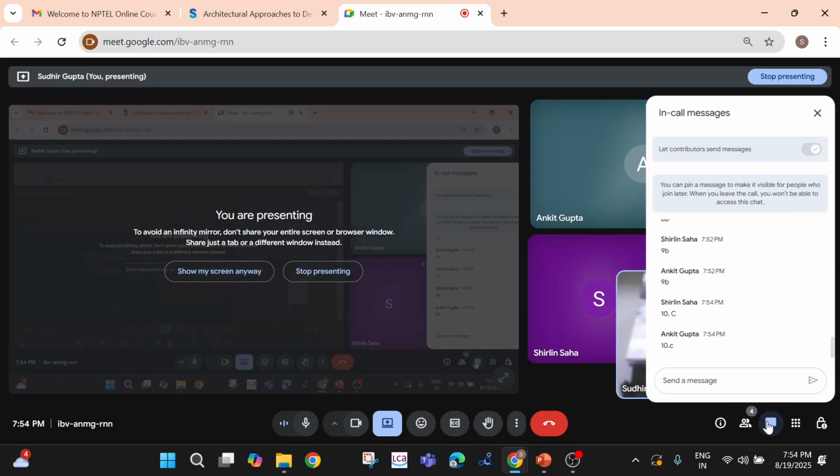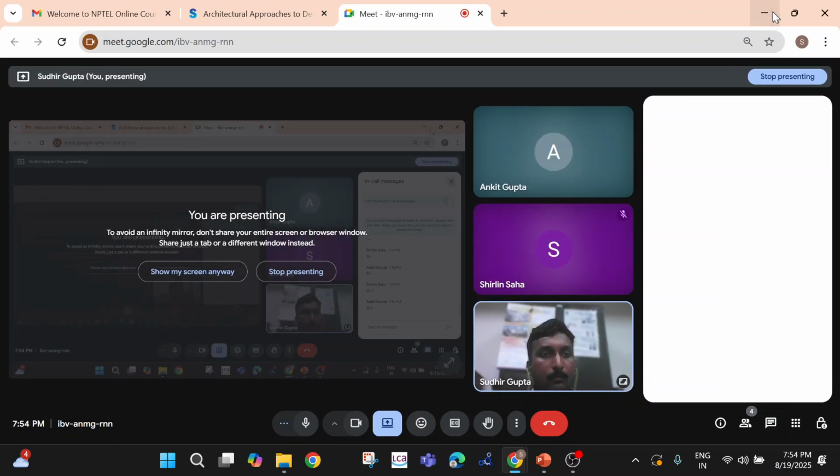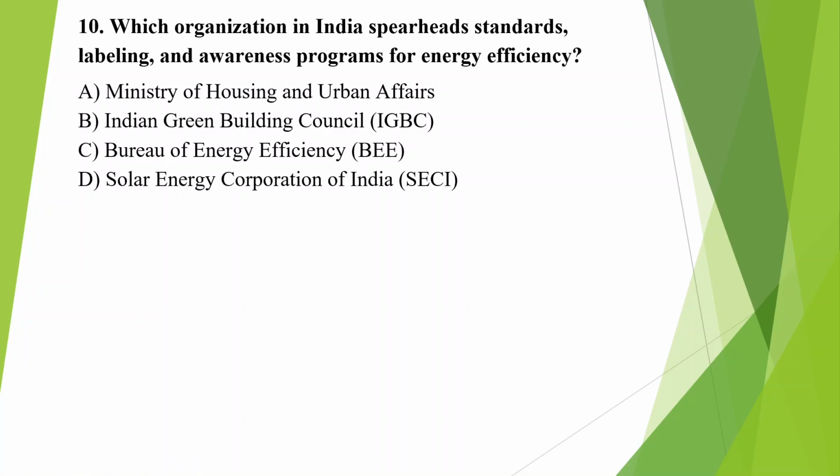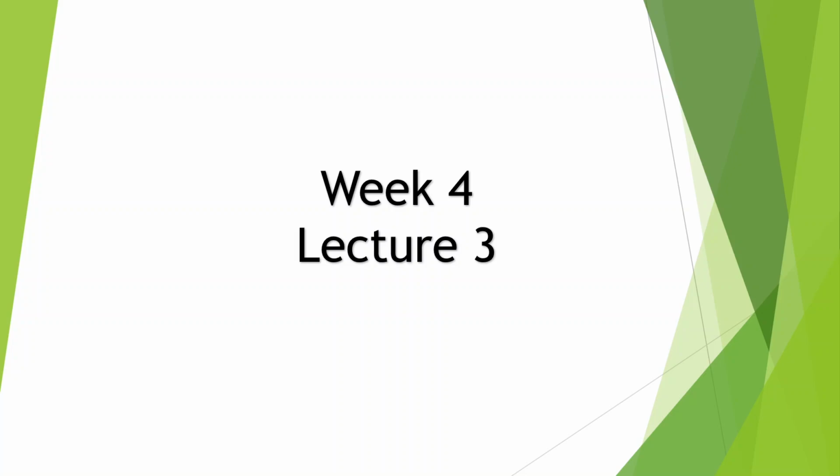So as I can see, most of you are opting for the third option, that is BEE, the Bureau of Energy Efficiency, and this is the correct answer. BEE leads India's energy efficiency initiatives, including standards, labeling, ECBC, and star rating programs, whichever was mentioned in the question. So all of you have marked it correctly. Option C, BEE, is the correct answer.